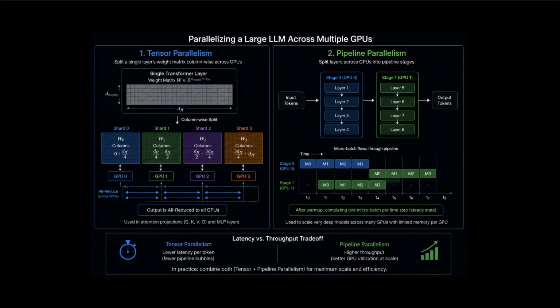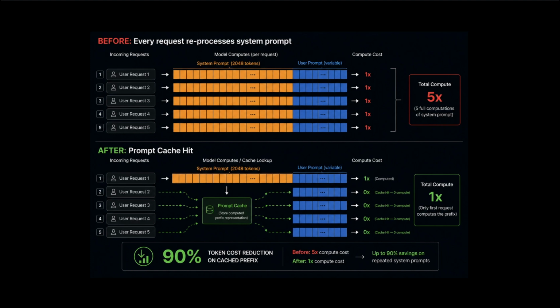On the other hand, pipeline parallelism is a bit different. That is, you put the first half of the model's layers on GPU 0, the second half on GPU 1, and pipeline requests through like an assembly line. This is better for higher latency tolerance, but it also introduces pipeline bubbles. Most production systems use a combination of both, and often a third kind called data parallelism, that is running separate model replicas in parallel to handle more concurrent users.